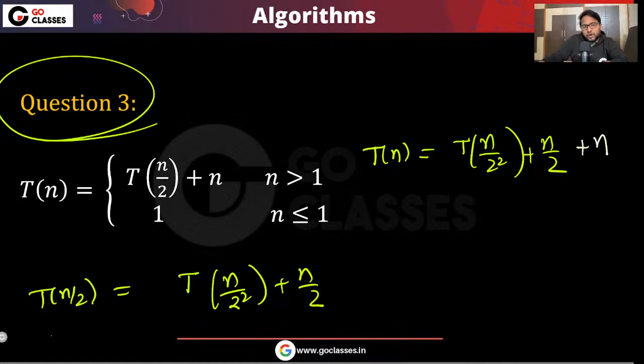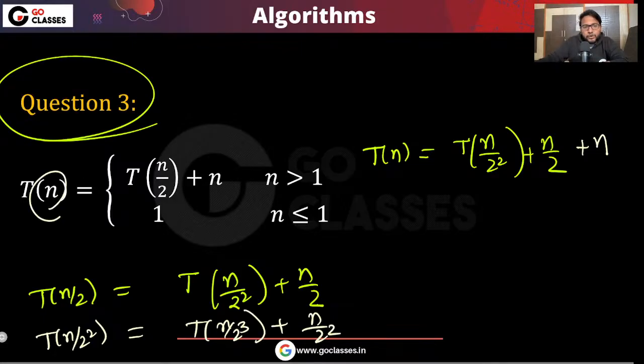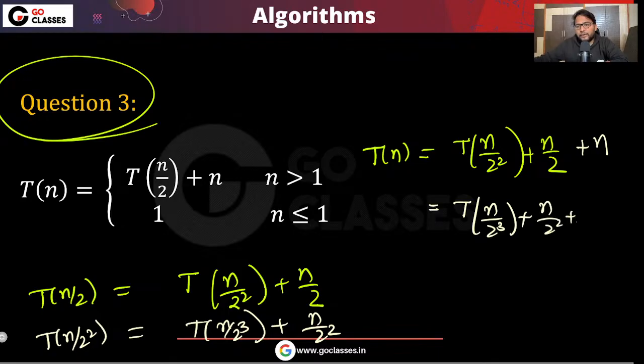Now what is T(n by 2 square)? You are finding T(n by 2), which is T(n by 2 square). And then if you find T(n by 2 square), you need to divide by 2 again, so T(n by 2 cube) plus n by 2 square. Whatever is the number here, you need to divide by 2, and then you write this number as it is here. So what is the answer here? This is T(n by 2 cube) plus n by 2 square plus n by 2 plus n.